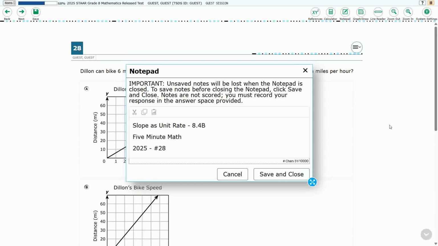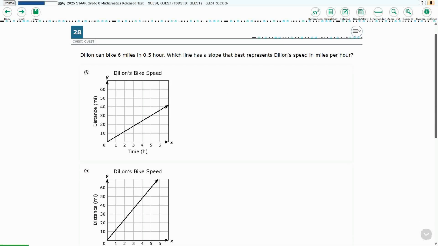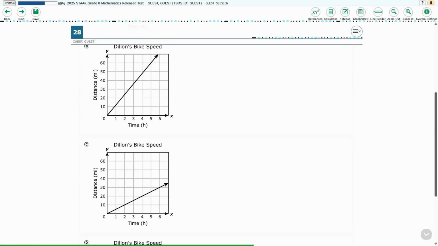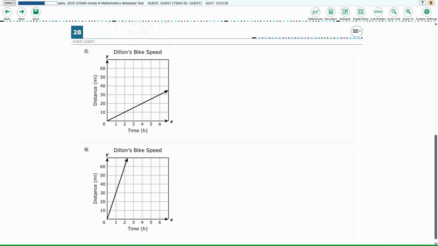Today we are looking at the eighth grade concept of slope as unit rate. This is standard 8.4b in the great state of Texas, and we are using item number 28 of the 2025 released STAAR test. If you haven't done so already, please go ahead and take a moment to pause the video, work this problem out on your own, unpause it, and we will look at our answers together.